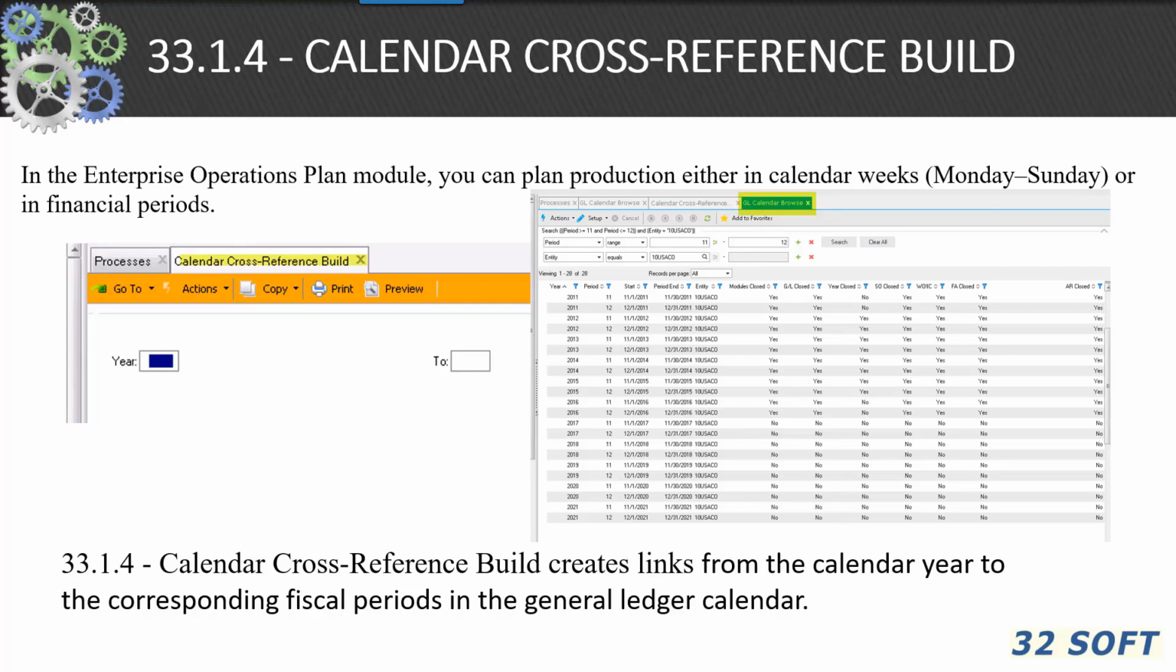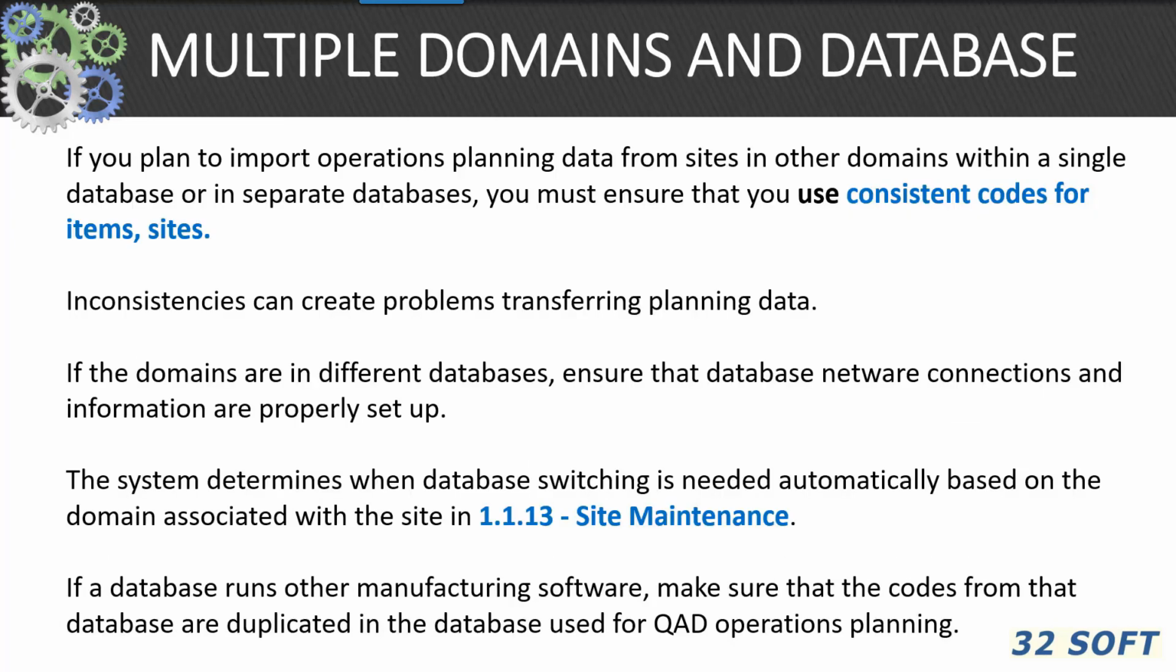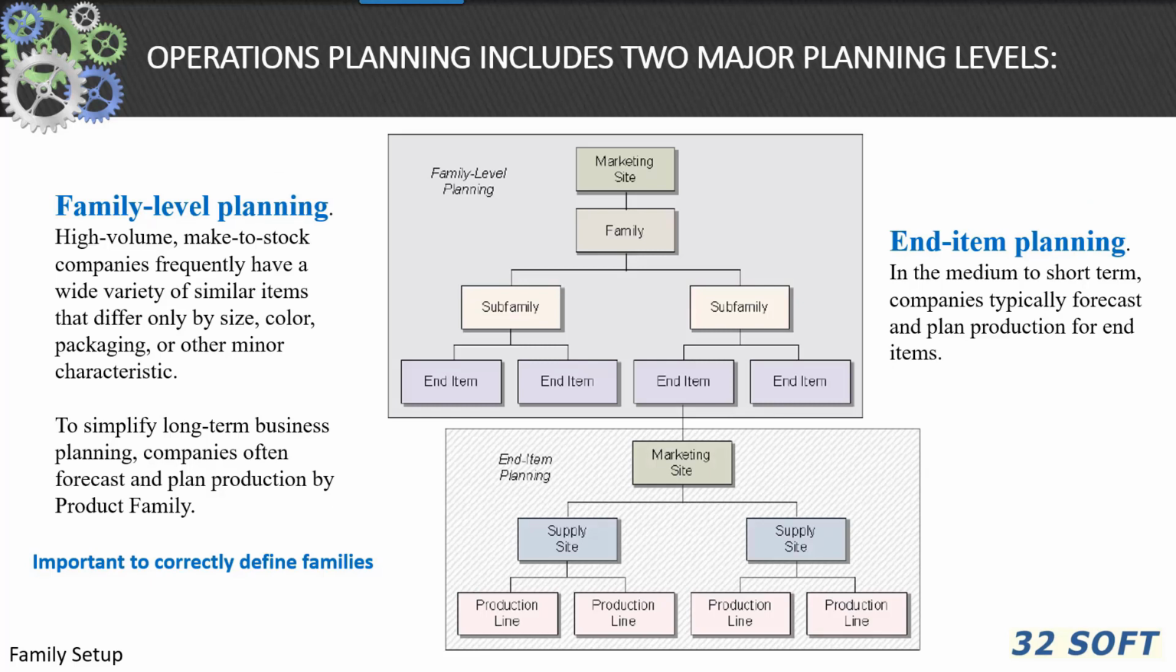We covered this in our Dates in QAD webinar. The calendar cost reference build links the calendar year to the corresponding physical periods in the GL. This helps senior management look at data as it relates to the finances or money. If you plan to import operations planning from sites in other domains within a single database or in separate databases, or from outside non-QAD databases, consistency in coding for items, sites, etc. is critical. You need to have the same language in all of your systems. So beware of the 1.1.13 site maintenance and the designation of domains.